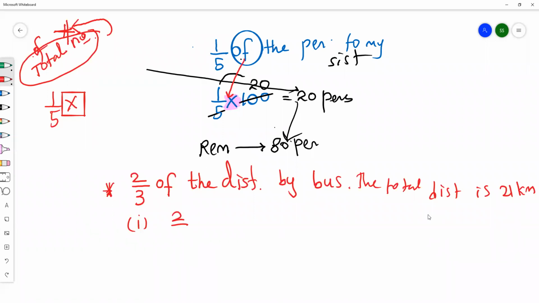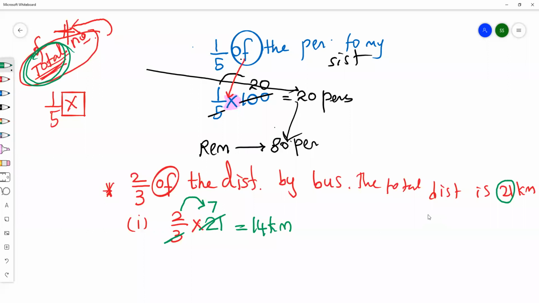Yes, very good. 2/3 of means multiplication. Total distance, is it given or not? Given. What is the total distance? 21 kilometer. 3 and 21 we can simplify, 7. 2 into 7 is 14 kilometer. What is the distance traveled by bus? It is 14 kilometer. Is it clear, children?